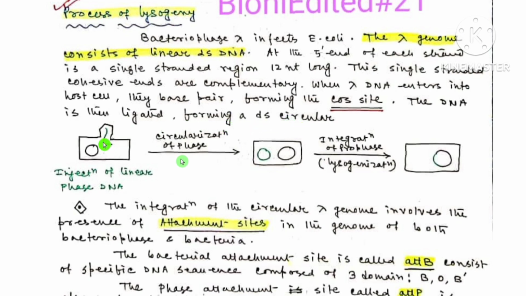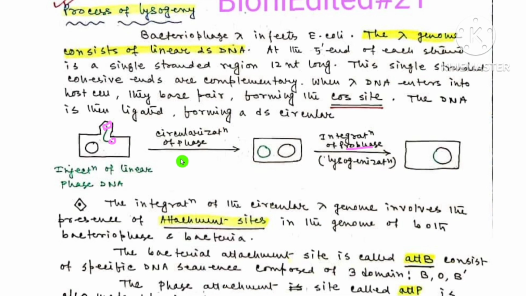It's a linear DNA which is injected into the host cell, and then this linear DNA will be circularized and integrated into the host DNA, and this will form the prophage. Actually, this linear DNA has two cohesive ends, and since there are sticky ends, it is easily circularized, right?